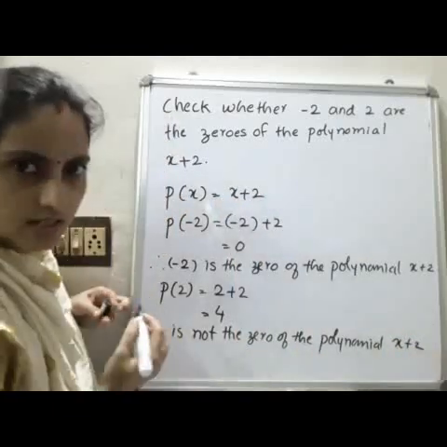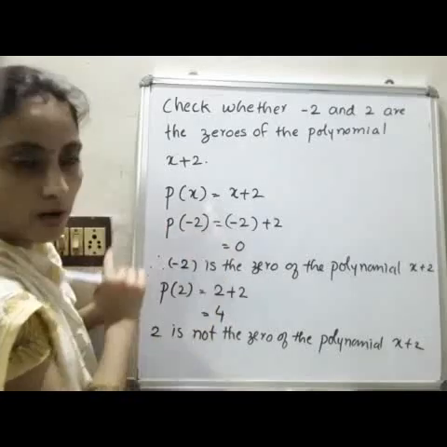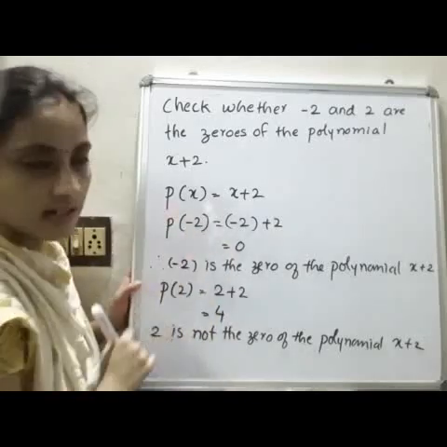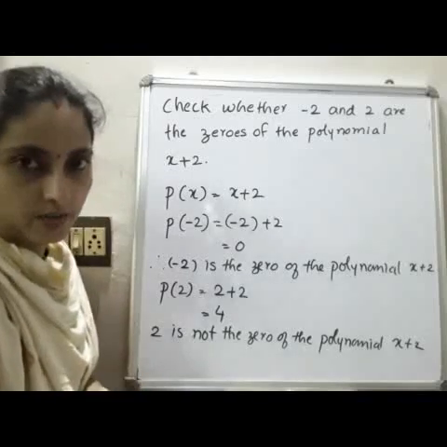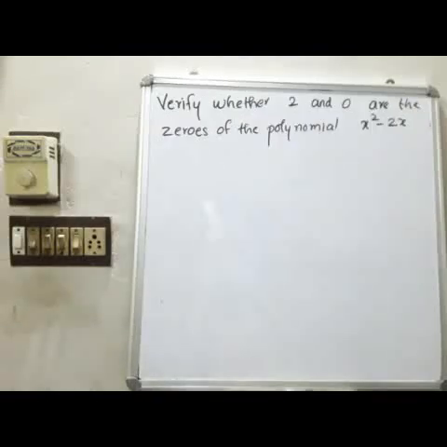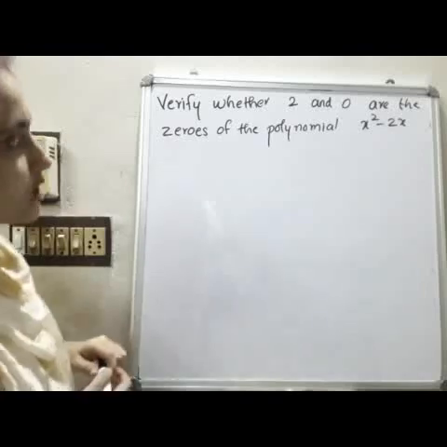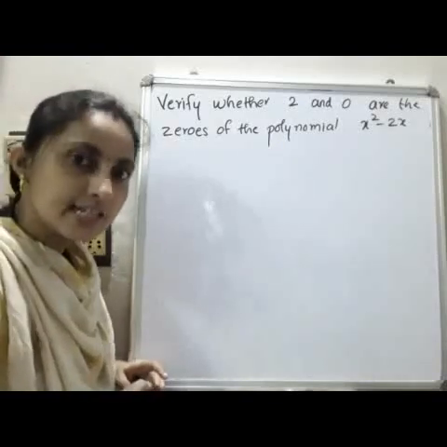This much only. Simple one, is it? The value of x for which the polynomial becomes 0, that x is said to be the 0 of the polynomial. That much only. Okay. So we will move to the next question. So please write down the next question. Next question is verify whether 2 and 0 are the zeros of the polynomial x square minus 2x.